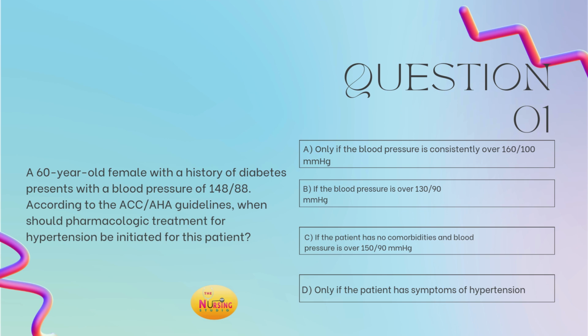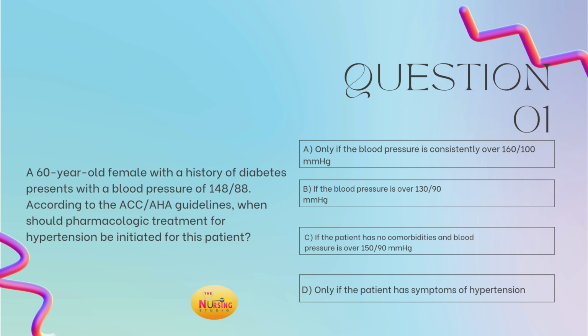Question number one states a 60-year-old female with a history of diabetes presents with a blood pressure of 148 over 88. According to the ACC and AHA guidelines, when should pharmacologic treatment for hypertension be initiated for this patient? Is it A, only if the blood pressure is consistently over 160 over 100? B, if the blood pressure is over 130 over 90. C, if the patient has no comorbidities and the blood pressure is over 150 over 90. Or D, only if the patient has symptoms of hypertension. Take a moment and tell me what you got, you guys.